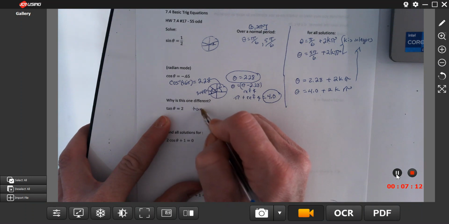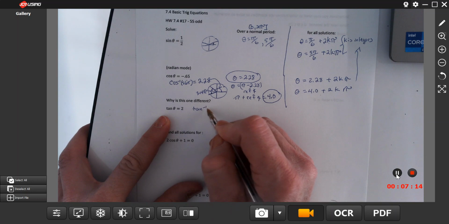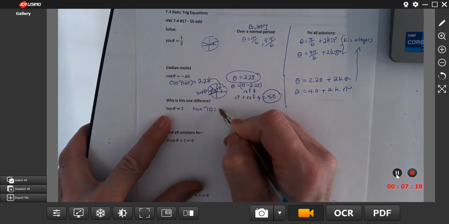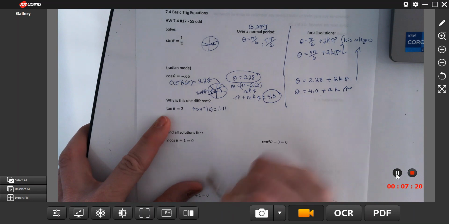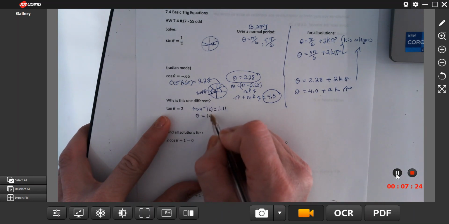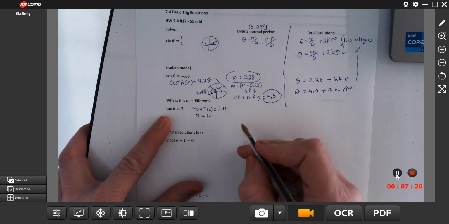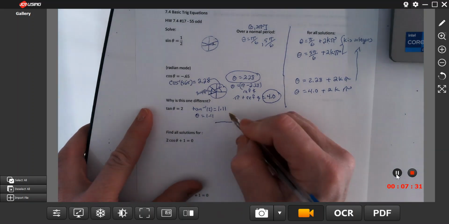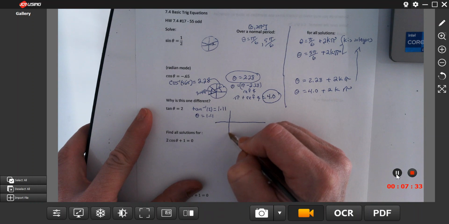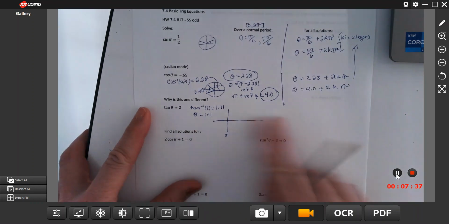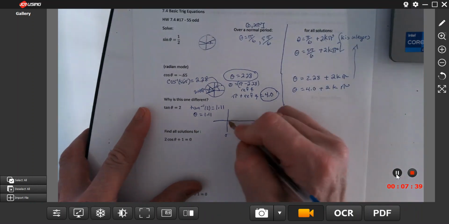So I type it into the calculator because that's not one of our special values. So tangent inverse of 2. And that gives me 1.11. So one of my solutions is 1.11. So usually I draw a unit circle, but I feel like with this one, it's more clear what's going on if I draw the tangent function on an xy plane.